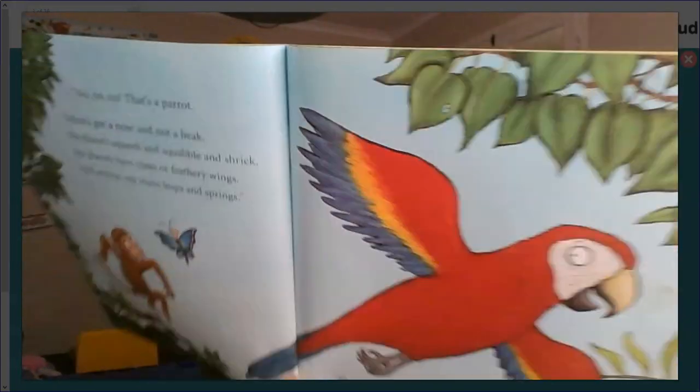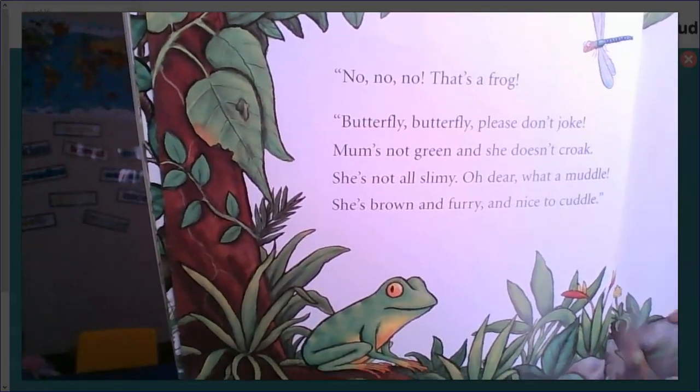No, that's a parrot. Mum's got a nose, not a beak. She doesn't squawk and squabble and shriek. She doesn't have claws or feathery wings. And anyway, she leaps and springs. Ah, I've got it. She leaps about. Well, then she's just round the corner, without a doubt. No, that's a frog. Butterfly, please don't joke. Mum's not green. She doesn't croak. She's not all slimy. Oh dear, what a muddle. She's brown and furry and nice to cuddle. Brown fur? Why didn't you tell me so? We'll find her in no time. Off we go.